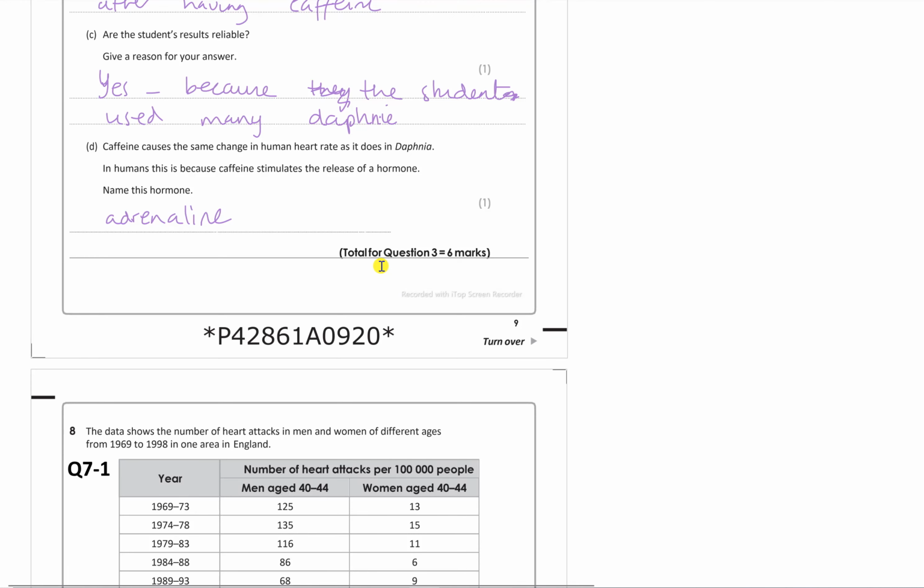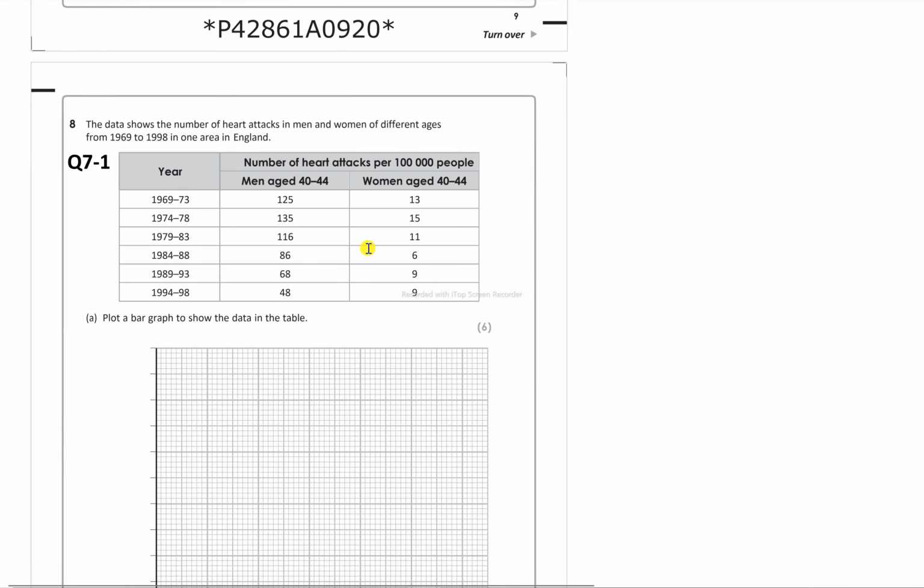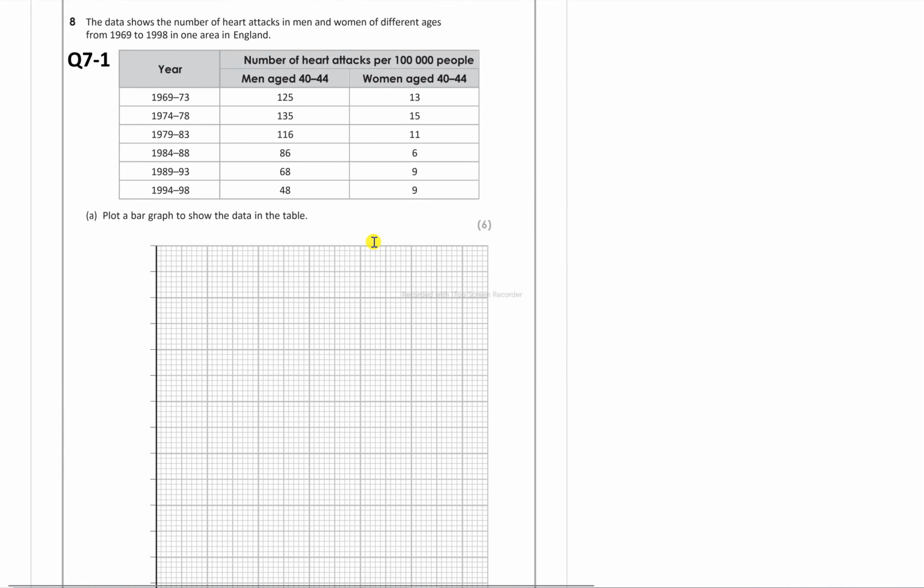Okay, so we're looking at question 7 in the heart. Right, so we now need to plot this data, a bar graph. So we need to put the year along the bottom. 1, 2, 3, 4, 5, 6.